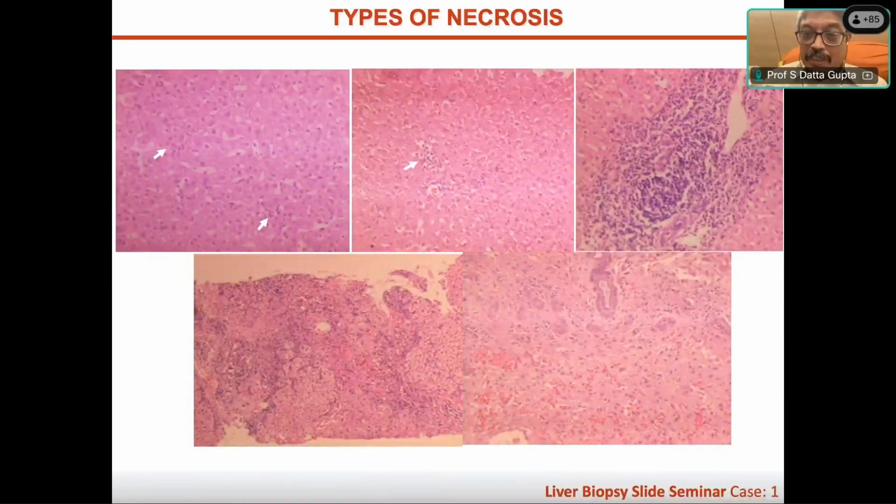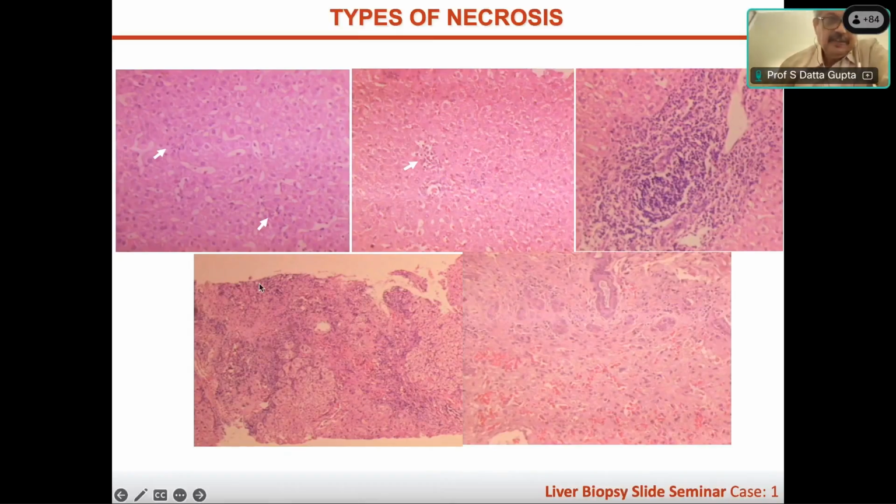Now, bridging necrosis is a bad prognosis. And somebody said submassive. Could you please repeat the concept of necrosis? Which one? Dr. Hena, what do you want to know? The different types of necrosis? Yes.